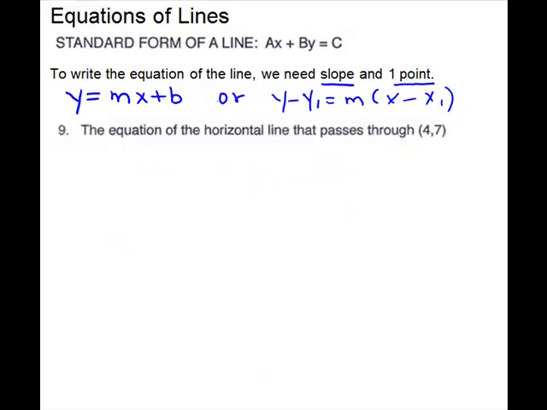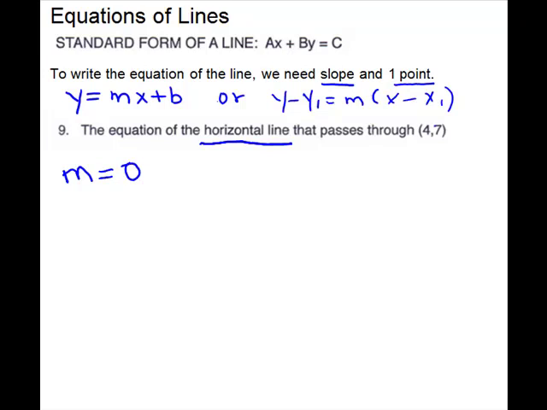Problem 9 says we have the equation of a horizontal line, that's what we want to write, the equation of a horizontal line that passes through a certain point. So they did not tell us slope. We have to think about slope and figure it out here. Horizontal line is one of our special cases, and remember the slope is 0. So that is where we're getting our slope, is knowing it's horizontal. And we have our point.